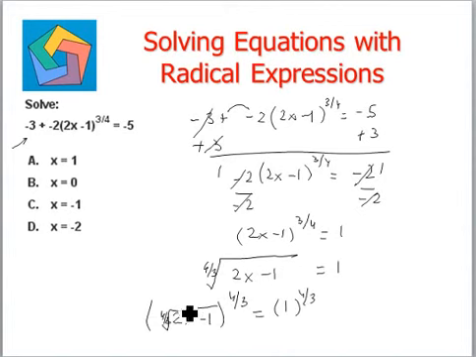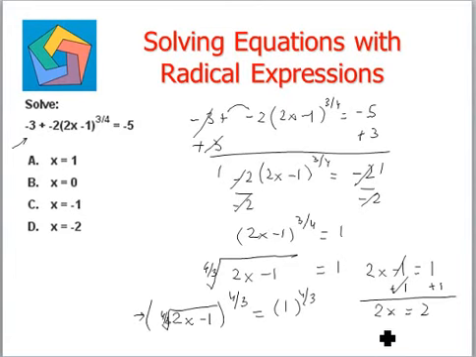So now on the left hand side the radical will disappear. So we are finally left with 2x minus 1 equals 1. We add 1 to both sides. This becomes 0. 2x equals 2. And finally dividing by 2 on both sides we get x equals 1. This is our final answer and can be seen in option A.